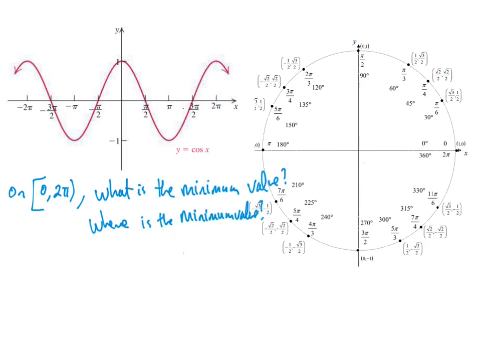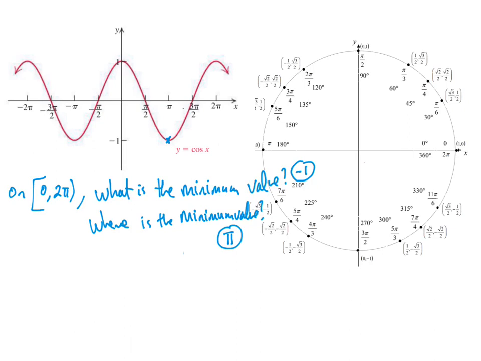Next, we want to know what the minimum value is between 0 and 2 pi and where that value occurs. So looking at the graph, the minimum value is just the lowest point on the curve. So the minimum value is -1. Where does that occur? That occurs when x is equal to pi.